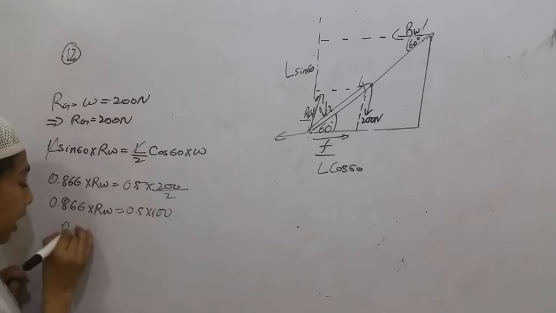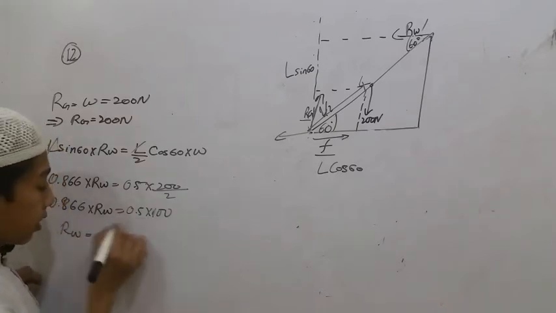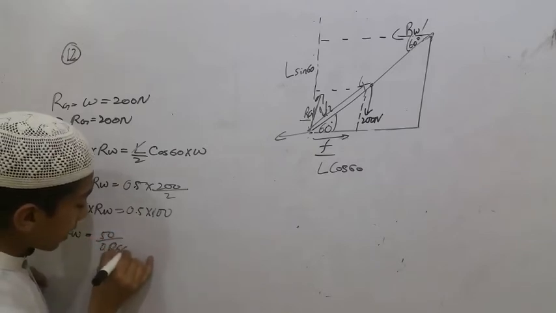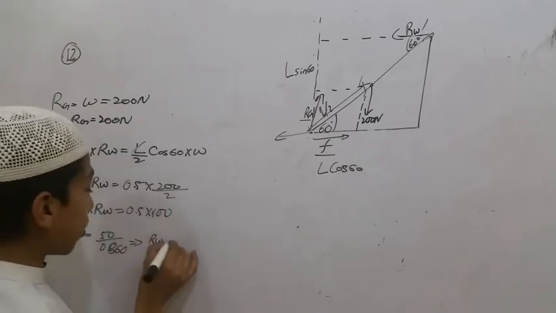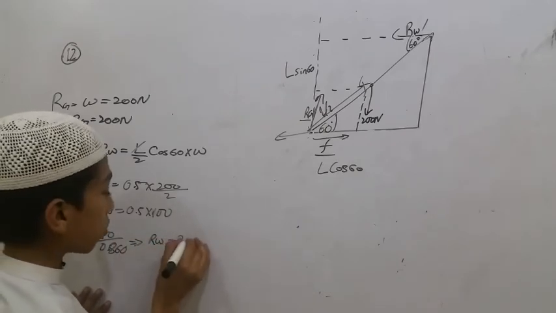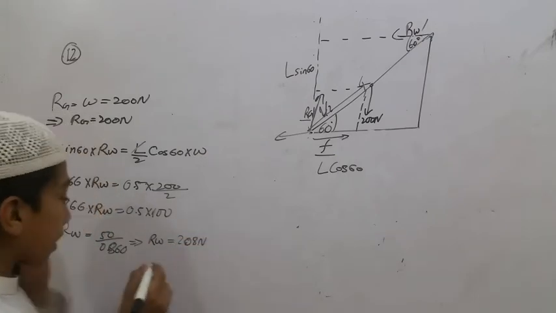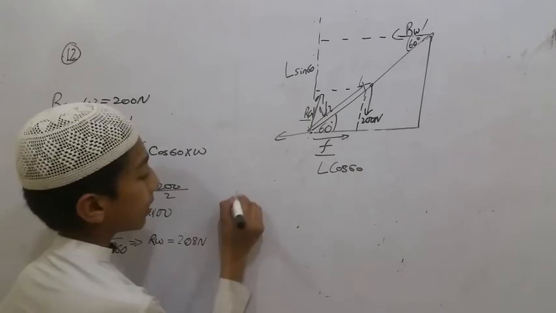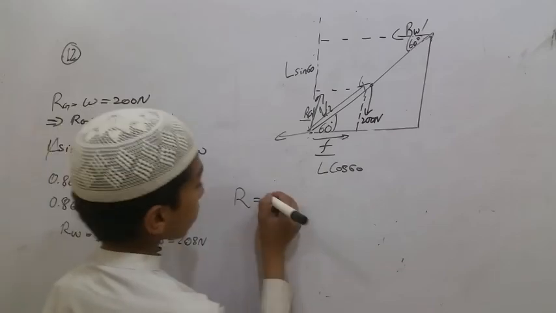So Rw is equal to 50 divided by 0.866. So it implies that Rw is equal to 57.74 Newton. This is Rw and this is Rg, and we have to find the resultant of these two forces.